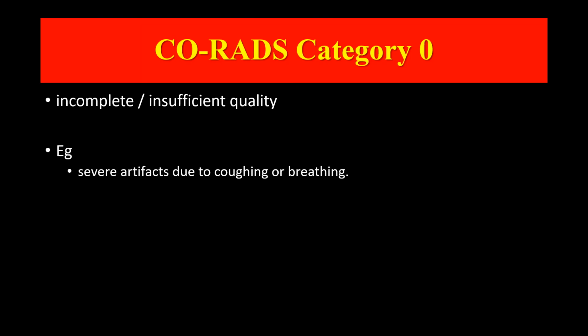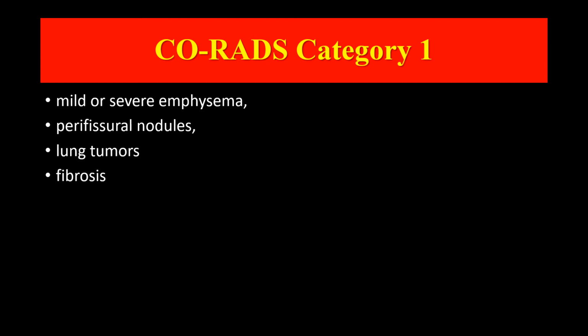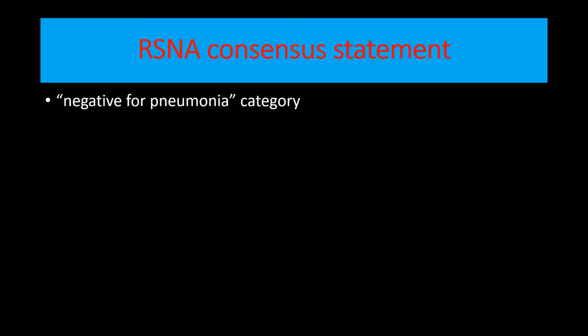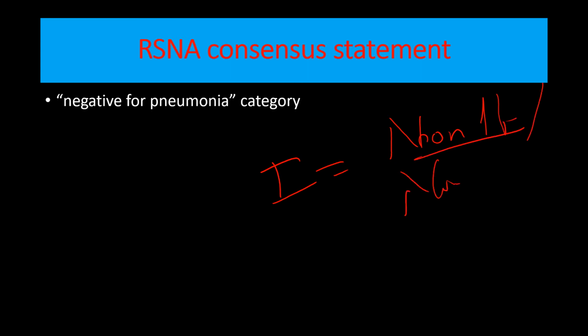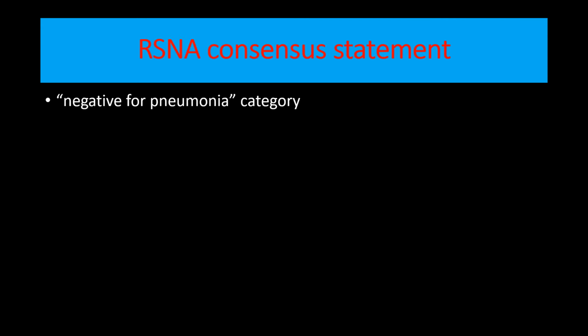Now the CORADS category 0, as I told, is incomplete or insufficient quality. CORADS 1 falls under the negative for pneumonia category. And one more thing we have to understand: CORADS 1 doesn't only mean it is non-infectious. If there is a normal patient, then also we put it under CORADS 1. So if it is normal or non-infectious, then we put it under CORADS 1.